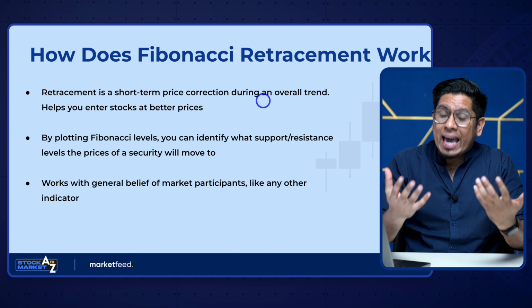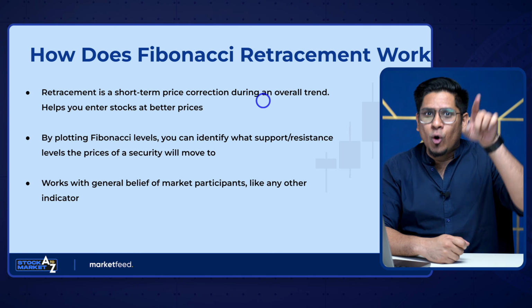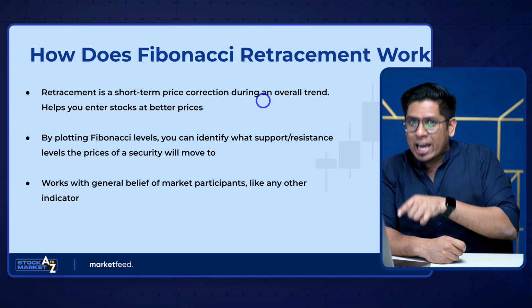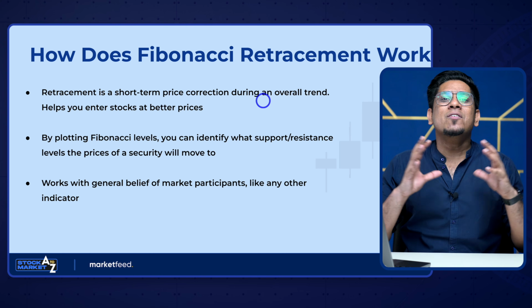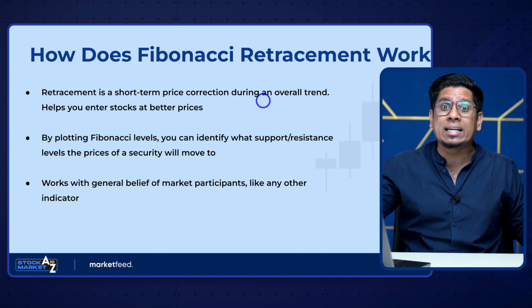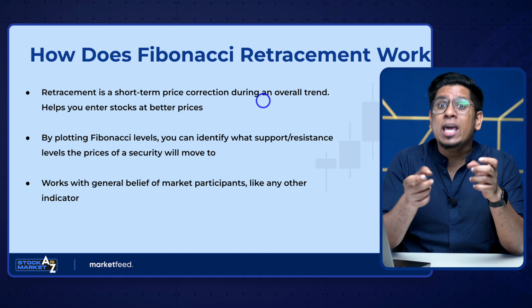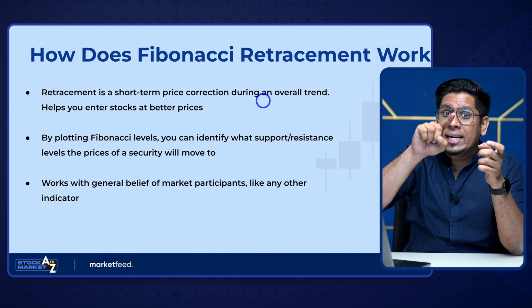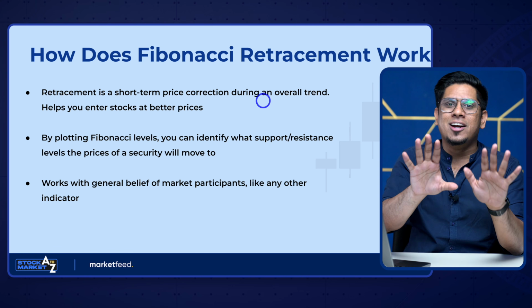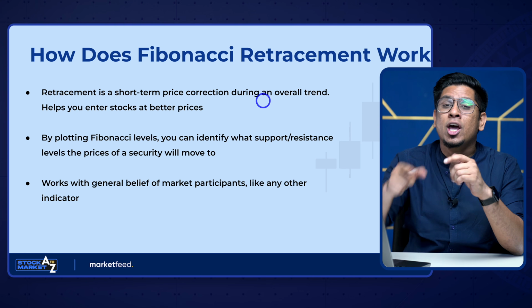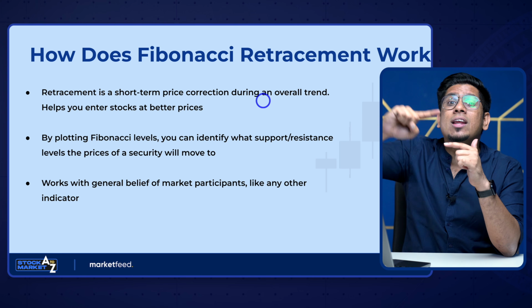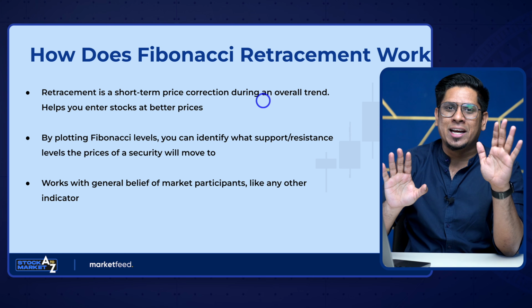Correct. A characteristic of a downtrend is what? Lower lows and lower highs. Very correct. So whenever the market is trending in any direction, there will be retracements. So wouldn't it be amazing if you could understand where the retracement will end? If you understand where a retracement will end, you can buy there and then you'll get a really good rally. I hope you're getting the point, right?